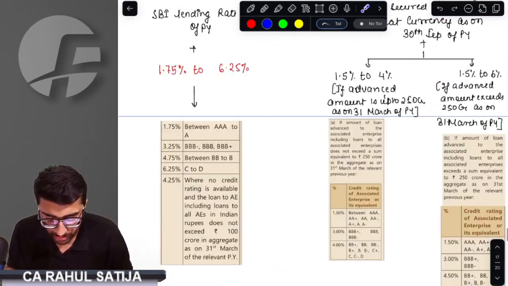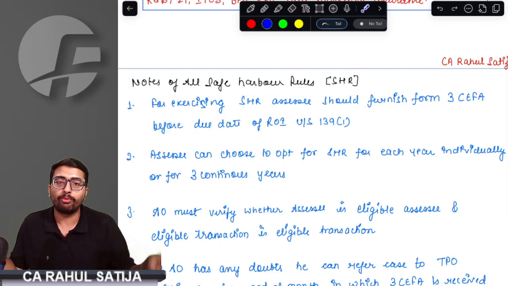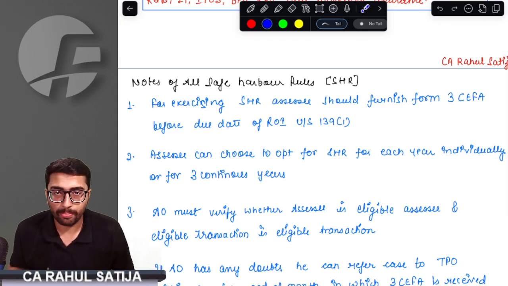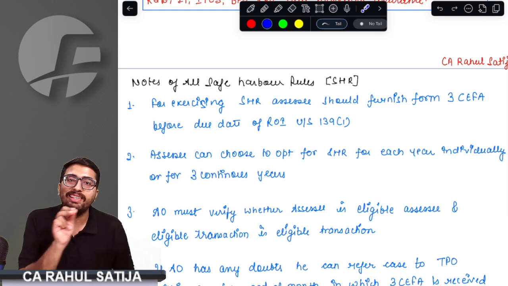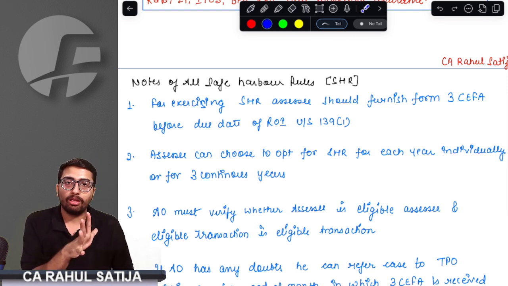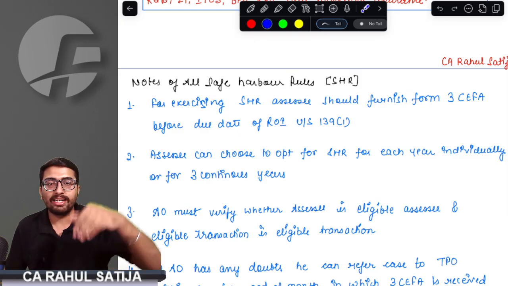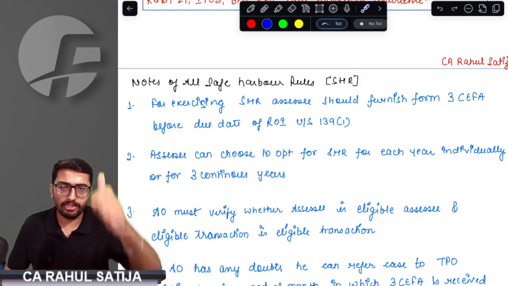Are we clear? Certain points are to be considered while understanding the safe harbor rule. First of all, whenever the SSC wants to opt for safe harbor rules, it has to file a form called Form 3CEFA before the due date of ROI. Whatever the due date of ROI is under section 139(1), before that due date, the SSC has to file Form 3CEFA. Points are clear, sir.